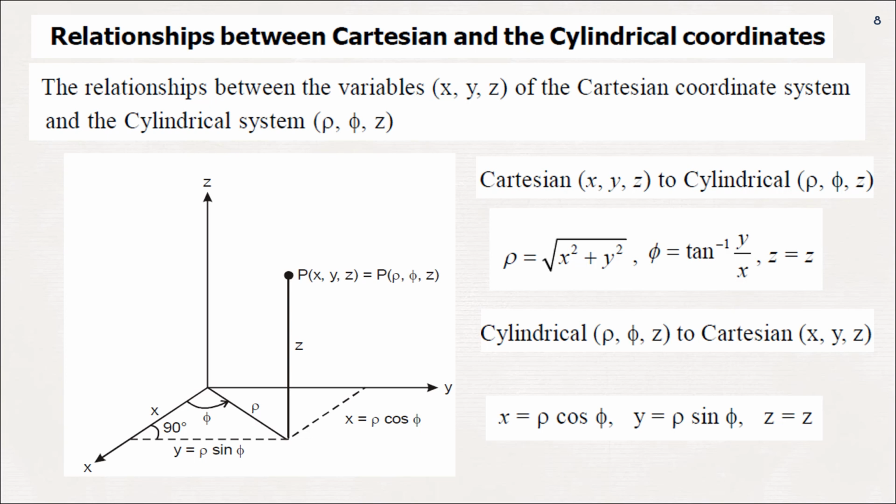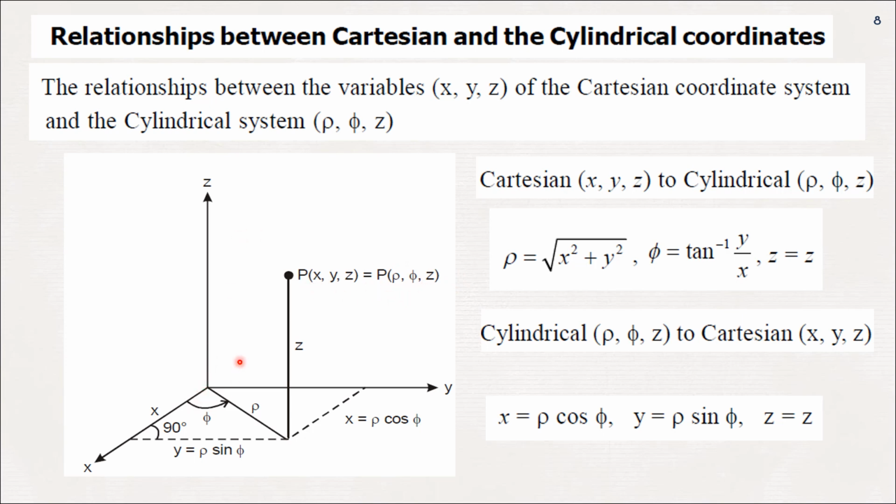Now, having looked into Cartesian and cylindrical coordinates, this slide gives me the relationship between Cartesian variables and cylindrical variables. What are Cartesian variables? X, Y, Z. What are cylindrical variables? Rho, phi, Z. Now look at point P. If a point P is represented in X, Y, Z, how will this point be represented in rho, phi, Z? How will I find the equivalent?